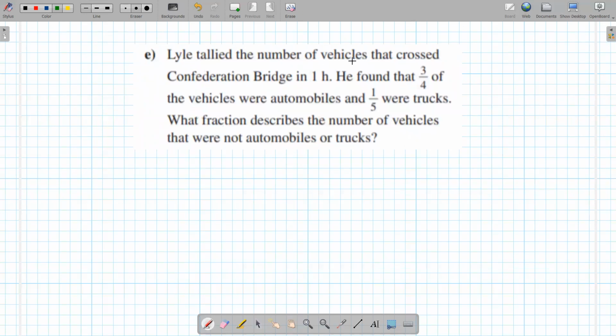So tally the number of vehicles that crossed the bridge in an hour. He found that 3/4 were automobiles and 1/5 were trucks. What fraction describes the number of vehicles that were not automobiles or trucks?